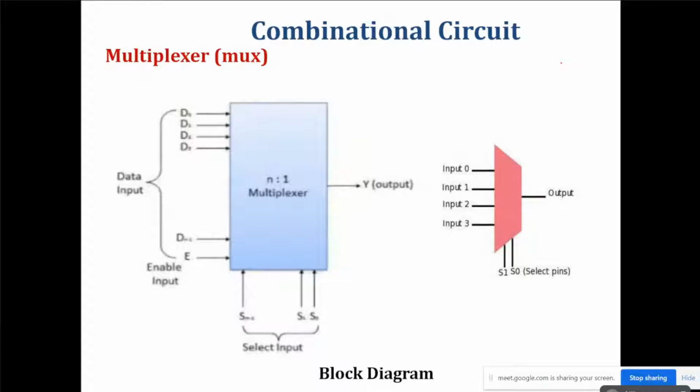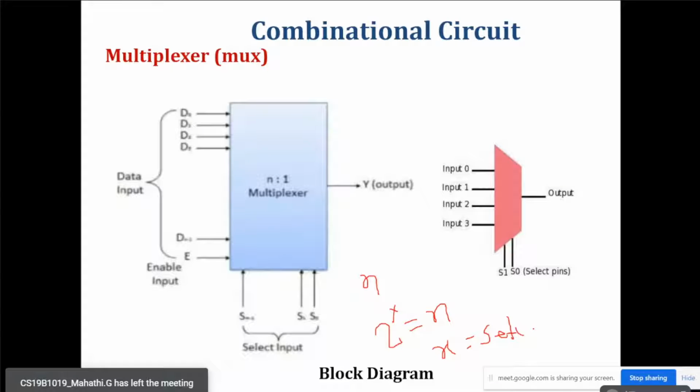So the simple block diagram of the multiplexer is like this. We have some data inputs. It could be any number of lines. So if n number of lines are there as input and 2 to the power x is equal to n, here x will be the selection lines.